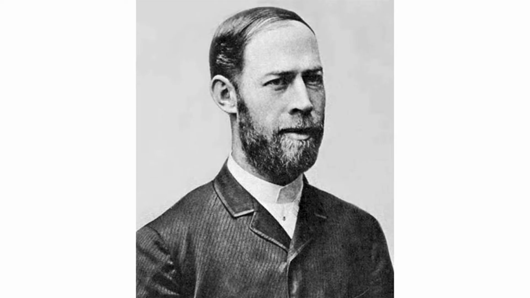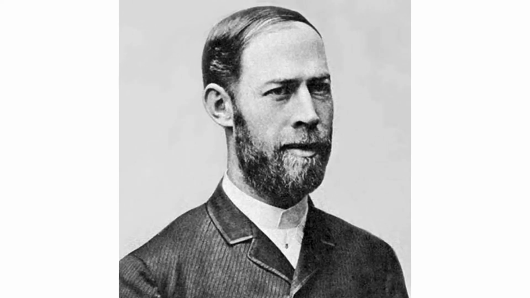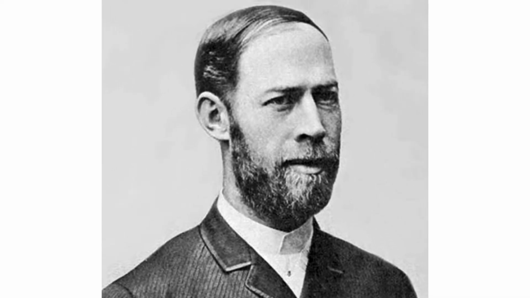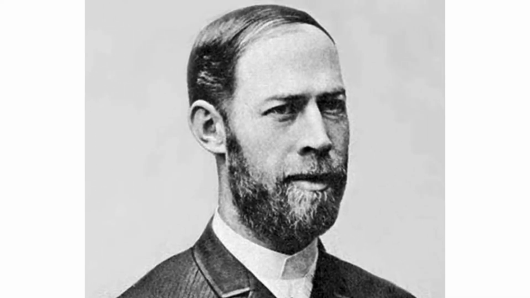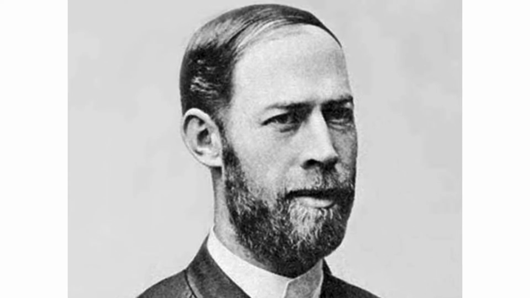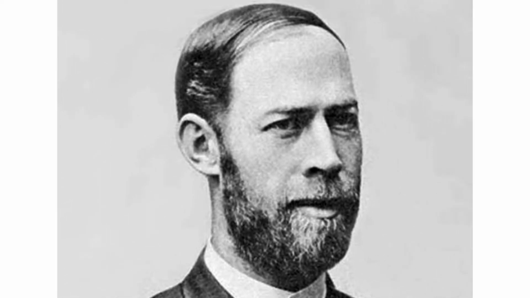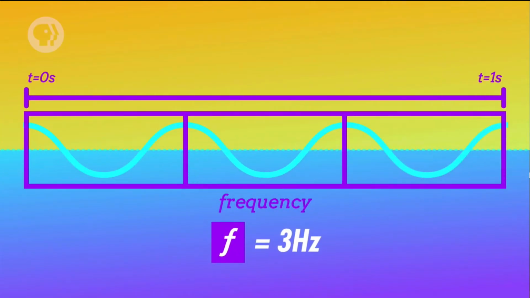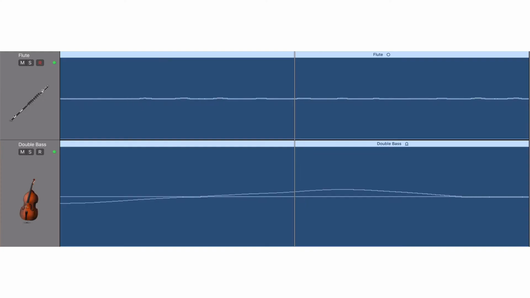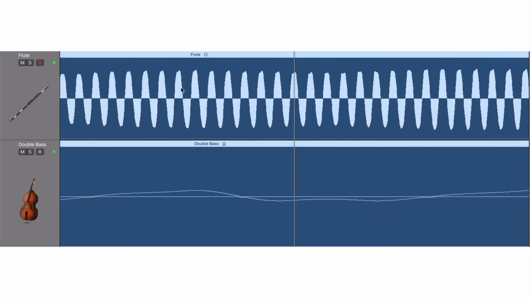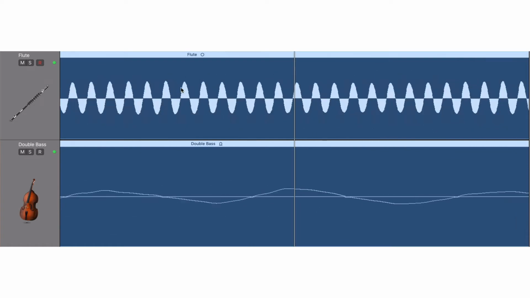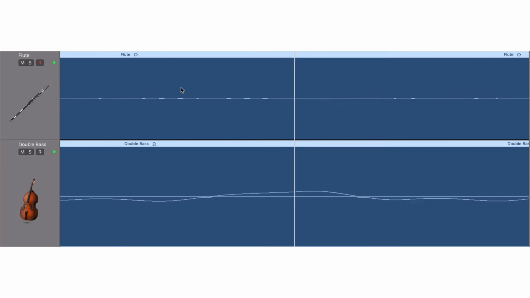Rather than say cycles per second, we use the term Hertz in honor of German scientist Heinrich Hertz, who was a pioneer in studying and measuring waves in the late 1800s. So 3 cycles per second equals 3 Hertz, or 3 Hz. Coming back to our flute and bass example, we can now see that the flute sounds higher in pitch than the bass due to the higher frequency of sound it produces.